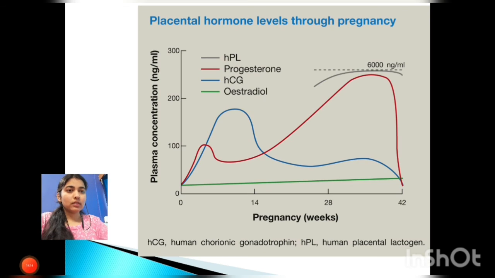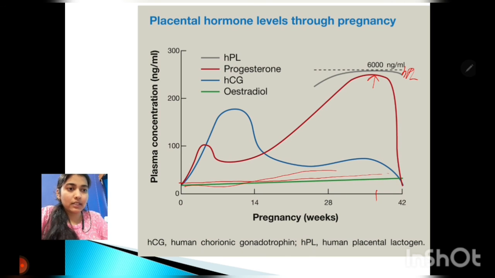Okay, here is the placental hormone level throughout the pregnancy. You can appreciate this, that progesterone is increasing throughout the pregnancy and is maximum by the 7th to 8th month of pregnancy. And HPL is maximum by 36 weeks of pregnancy, so you can appreciate this. And estradiol is constant, but it is increasing. Actually estrogen also increases, while HCG is maximum here only, and then it declines.